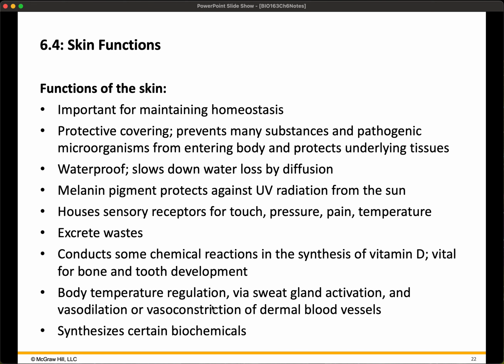Skin is important for body temperature regulation, like I was saying, and we'll look specifically at how the blood vessels, vasodilation and constriction affect that, but also through sweat gland activation. And it synthesizes certain biochemicals within the skin as well.